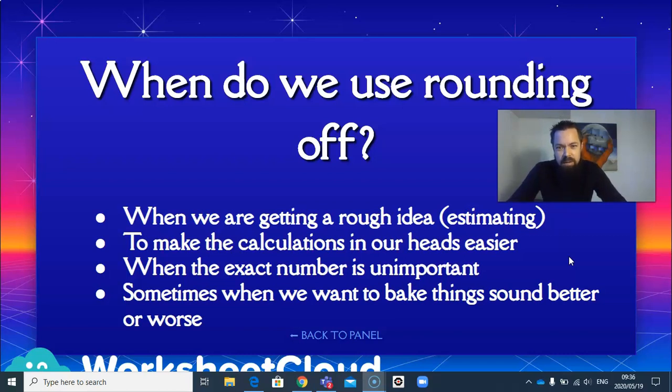985,671 Rand and 55 cents. Or you could just say it's almost $1 million. So the exact numbers are not important, so you're just going to round it off to a nearby number so that it's rough.